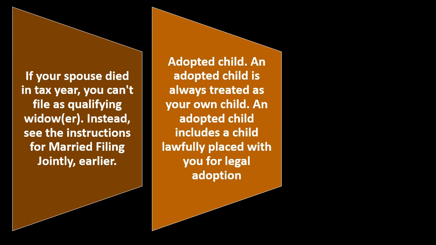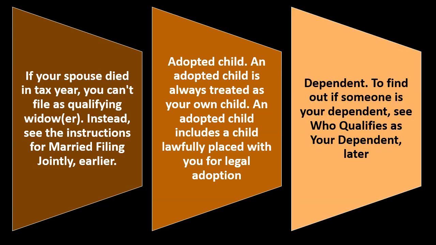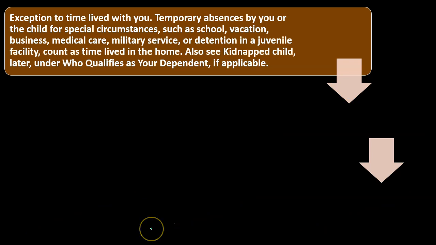Adopted child. An adopted child is always treated as your own child. So once again, in the case of an adoption, typically it'll be the same as your own child in all cases. An adopted child includes a child lawfully placed with you for legal adoption. Dependent. To find out if someone is your dependent, see who qualifies as your dependent later. Best place to go to get more research on that is the IRS website. The instructions for the 1040 is a good place to start.